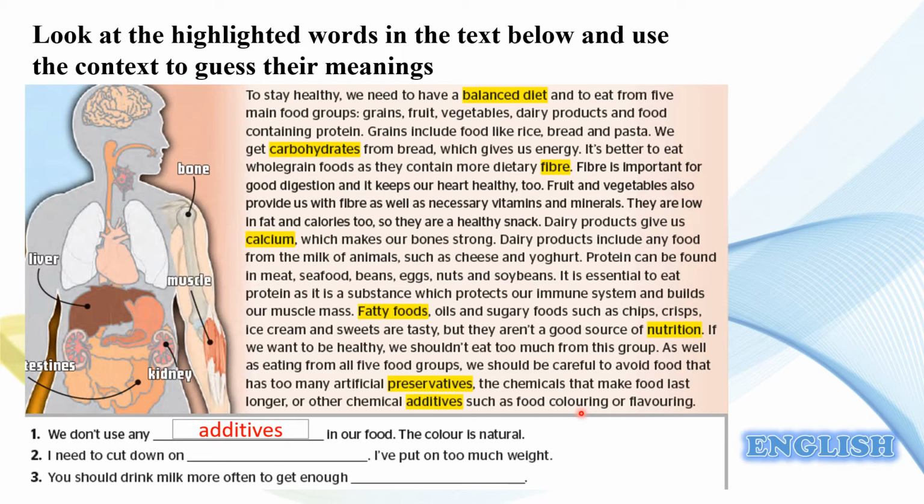Number 2, I need to cut down on. I put on too much weight. Okay, good work. Fatty foods. I need to cut down on fatty foods. And to go back to the word fatty foods, we'll find that fatty foods are chips, crisps, ice cream, and sweets, which causes what? Causes too much weight.